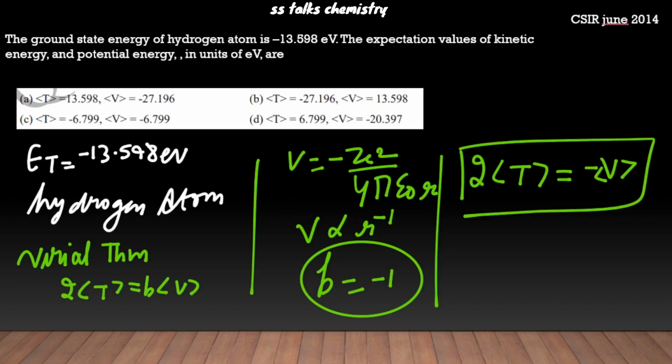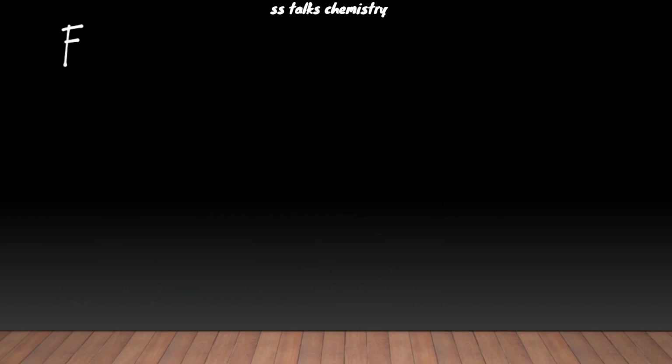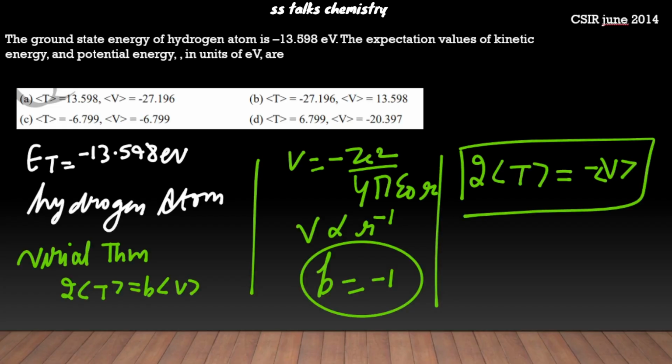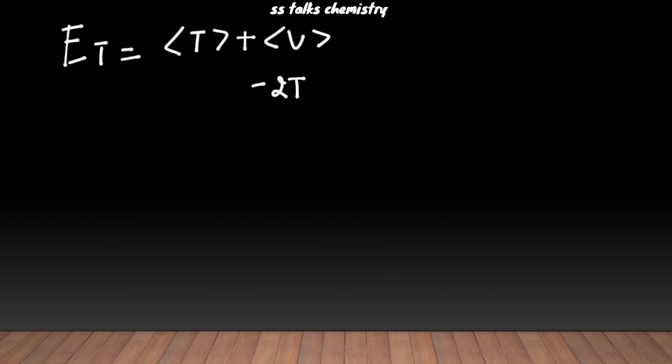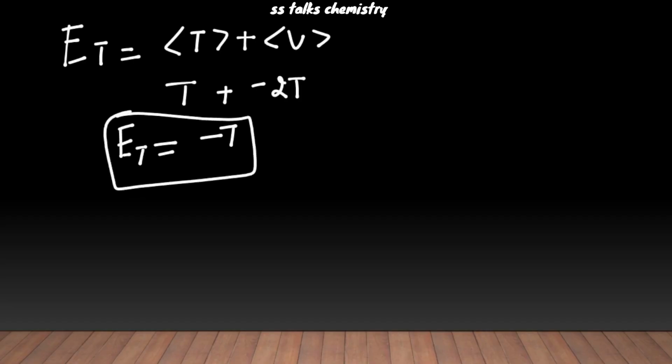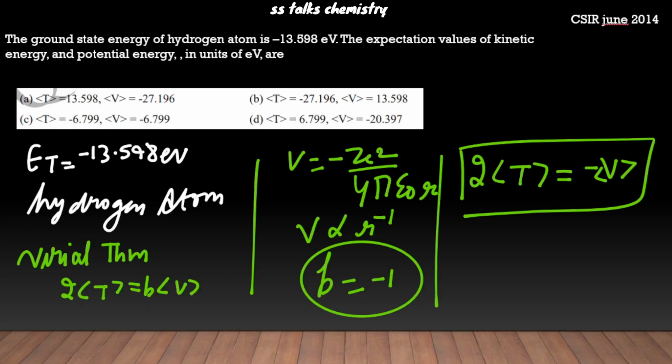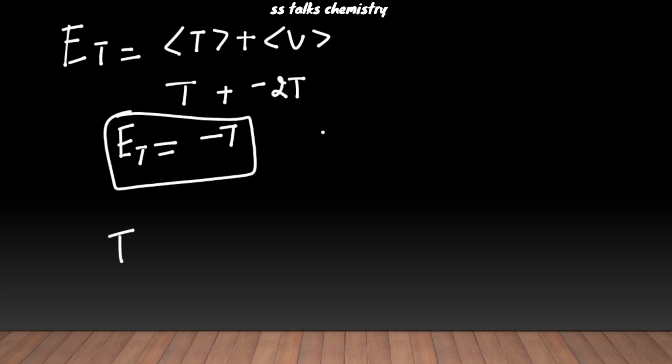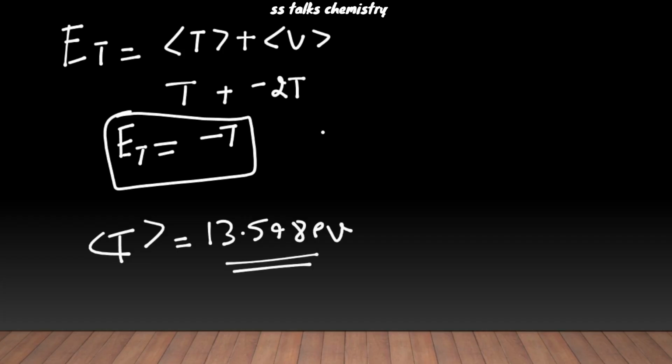So use this in the total energy. E total we know is the sum of the kinetic energy and the potential energy. So now the potential energy is minus 2T, so minus 2T plus T. This becomes minus T over here. So that means E total is the negative of the kinetic energy. E total we have been given, that is minus 13.598. So the kinetic energy is 13.598 electron volts only, right?